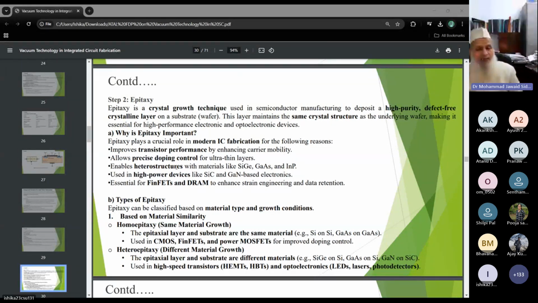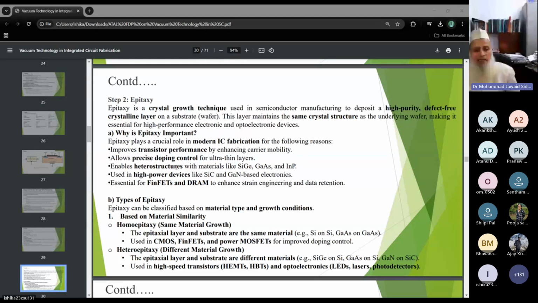So, types of epitaxy. Epitaxy can be classified based on the material type and growth conditions. Based on material, first homoepitaxy, same material growth: the epitaxial layer and substrate both have the same material, that is silicon on silicon or gallium arsenide, used in CMOS, FinFET and power MOSFET. Heteroepitaxy: a different material is grown on a different substrate. The epitaxial layer and substrate are different, like silicon germanium on silicon, or gallium arsenide on silicon. That is heteroepitaxy, used in high-speed transistors, HEMT.